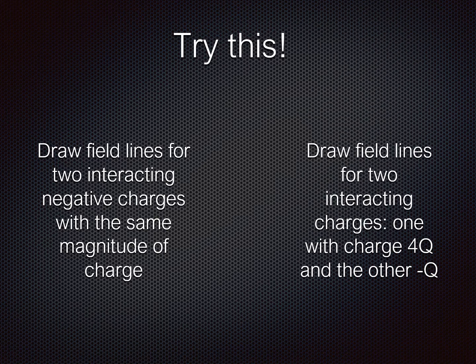Another one I want you to try is to do field lines for two interacting charges where one has a charge of Q and the other has a charge of minus Q. And another hint, this is probably going to look really similar to that last example that we saw of one negative Q and two positive Q on the other side, except it's going to be even more intense. It's going to be an even stronger bias towards the positive side, this time 4Q. So probably a similar shape, just more extreme in the imbalance that we saw. So why don't you give that a try?